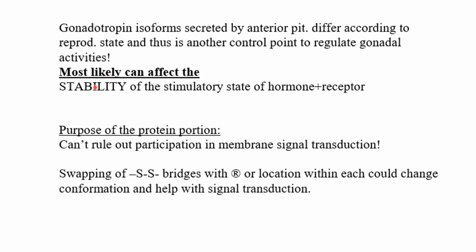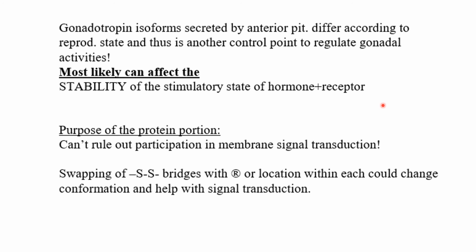Most likely, these isoforms can affect the stability of the stimulatory state of the hormone receptor complex. So, some isoforms could be like an agonist, whereas other isoforms could act like an antagonist. So, some isoforms could maybe superstimulate the target tissue, the target cell, as compared to the native hormone LH, or some may dampen the signal. Okay?